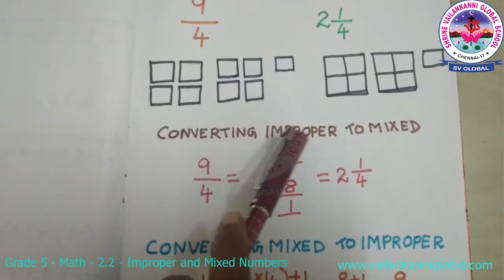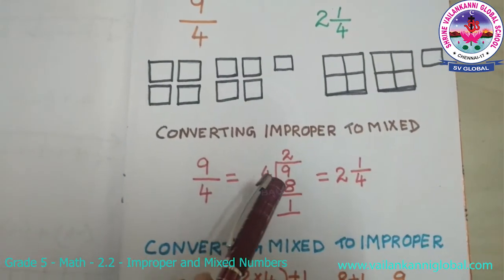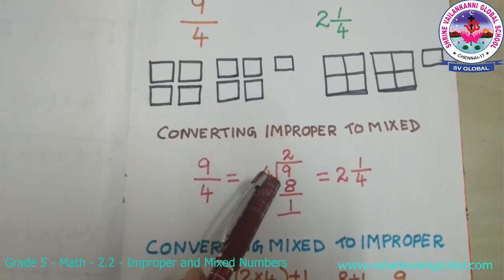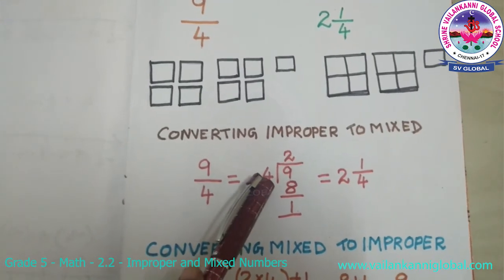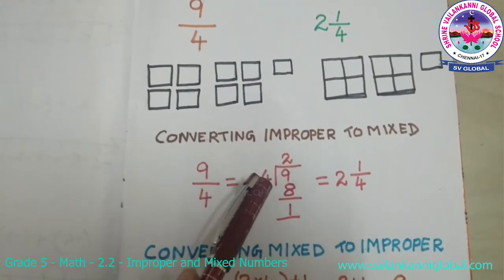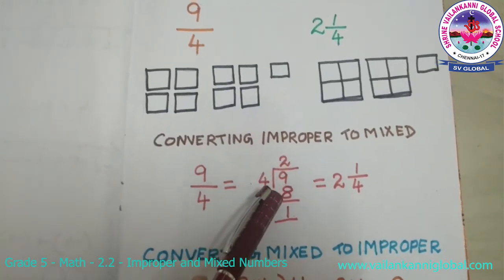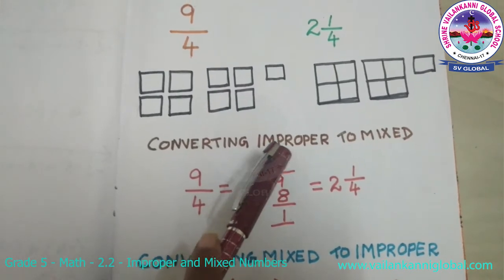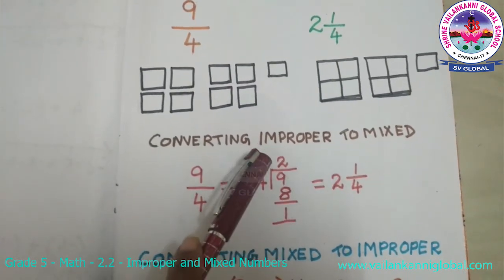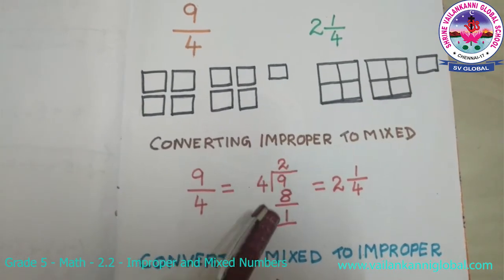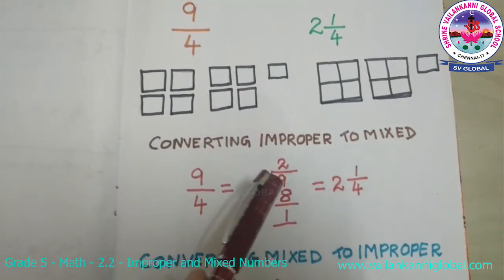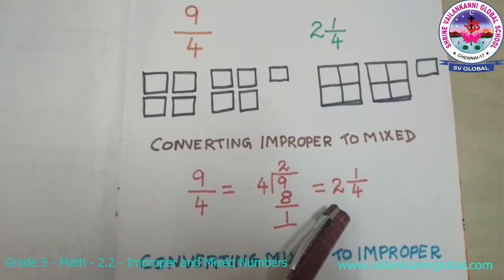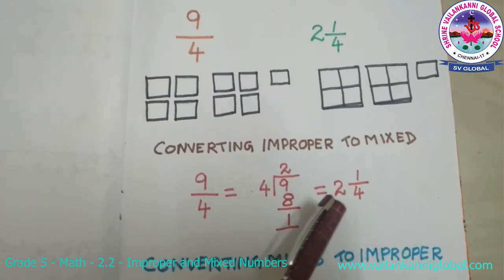So converting improper to mixed fraction, you have to divide the numerator by the denominator. Here we divide 9 by 4. 4 times 2 is 8. The remainder is 1. The quotient becomes the whole, the remainder becomes the numerator, and the divisor becomes the denominator. This is how to convert improper to mixed fraction.